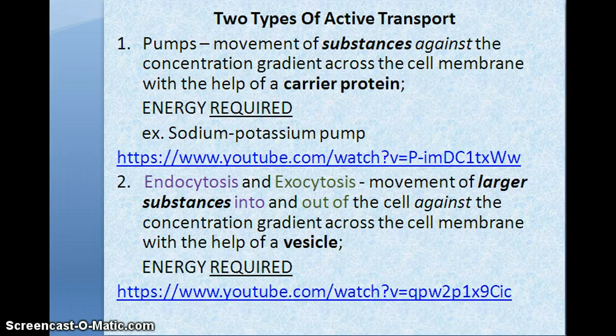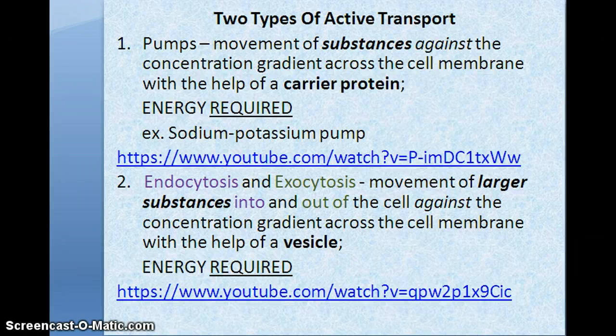Another example of active transport is endocytosis and exocytosis. If we look at the differences, endocytosis is movement of substances into a cell. And notice the color there. Endocytosis is purple and the word into is purple. This would be like your white blood cells eating a bacteria. The bacteria is outside the cell. The white blood cell eats the bacteria and brings the bacteria into the cell.